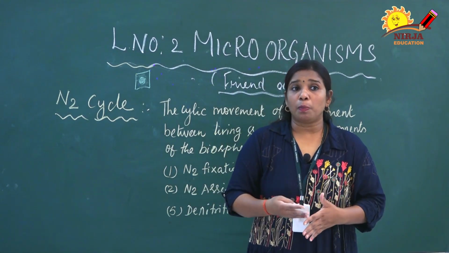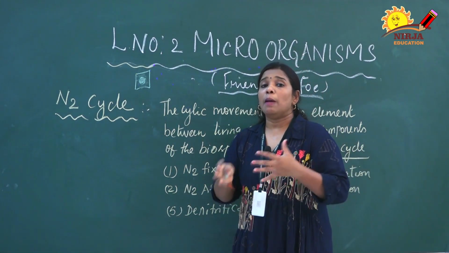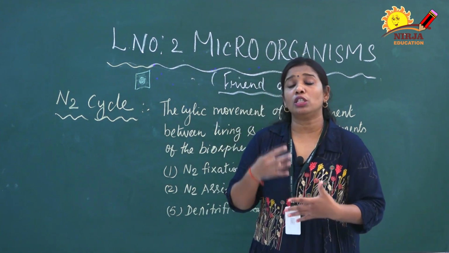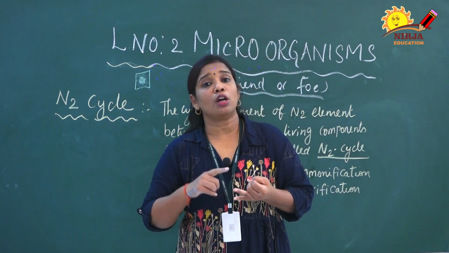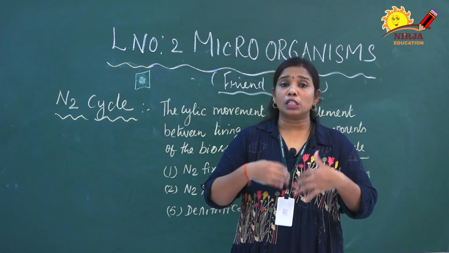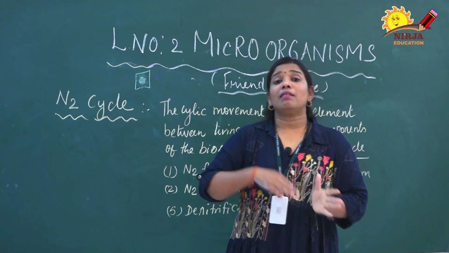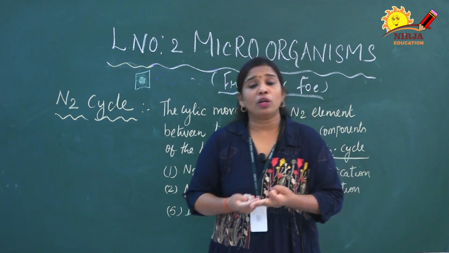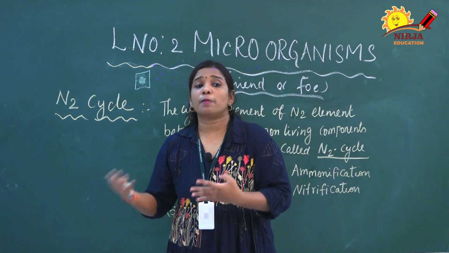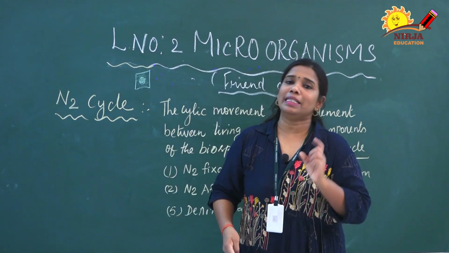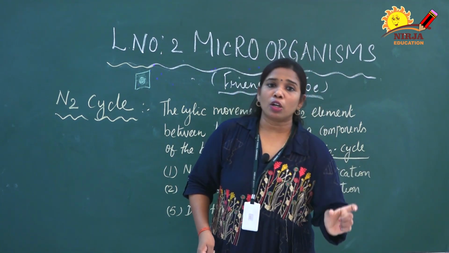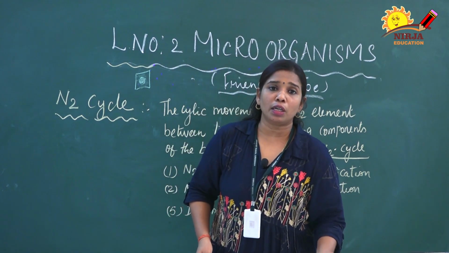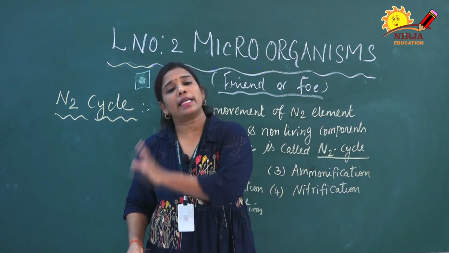So once again I repeat, nitrogen assimilation means plants absorb nitrogen compounds in the form of inorganic salts like nitrates and ammonia. Once absorbed inside the plant, this ammonia converts into protein, amino acid, nucleic acid and other nitrogenous substances. This process is called nitrogen assimilation. Inorganic substances are converted into organic substances. Nitrates are converted into protein, amino acid, etc.